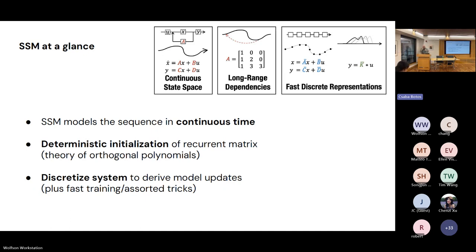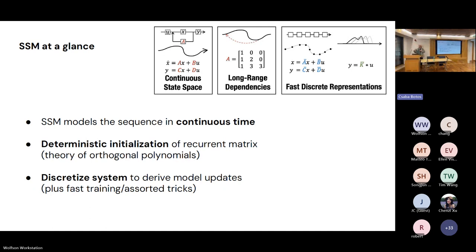So the inspiration comes from control theory, and I don't know much about control theory, but there are state-space models, I think, from the 50s in control theory, and I guess in statistics as well. And these are continuous time systems. And in the SSM literature, you consider this kind of continuous time state-space models, and you use a deterministic initialization for them. And this is sort of what the HiPPO paper did.